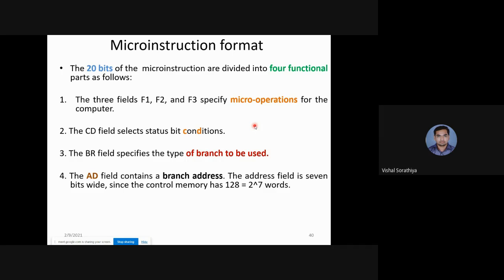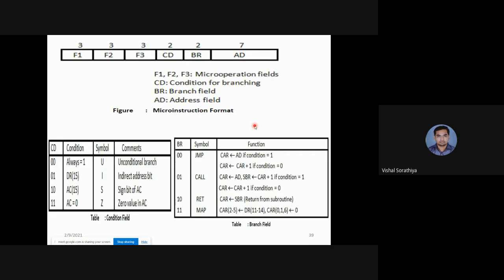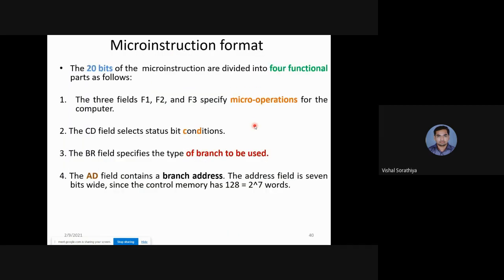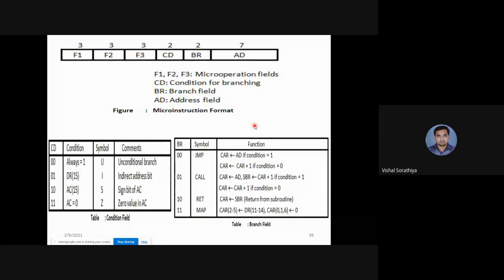And the address field is 7 bits wide, since the control memory has 128, that is 2⁷, words. So depending upon the address field, which is 7 bits here, we can say 2⁷, overall 128 addresses are going to be related to that. So that many different addresses you can target through this.